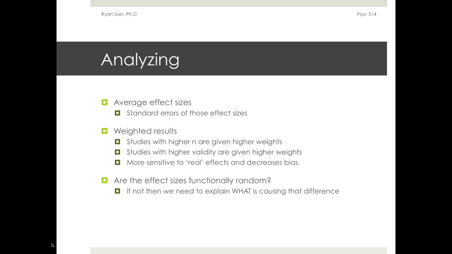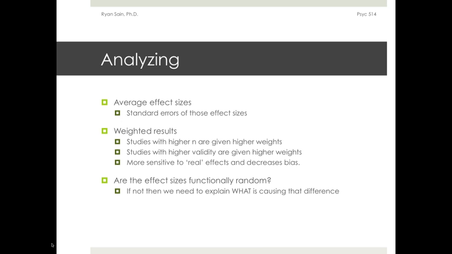Then we're going to ask the question, are the effect sizes functionally random? If the answer is no, if those effect sizes are not random, which is essentially what we would hope, then we need to explain what is causing that difference. Probably going to be the independent variable, right? Or some type of confound, but it's most likely going to be the independent variable because, again, you had all these effect sizes, and hopefully they were not random.